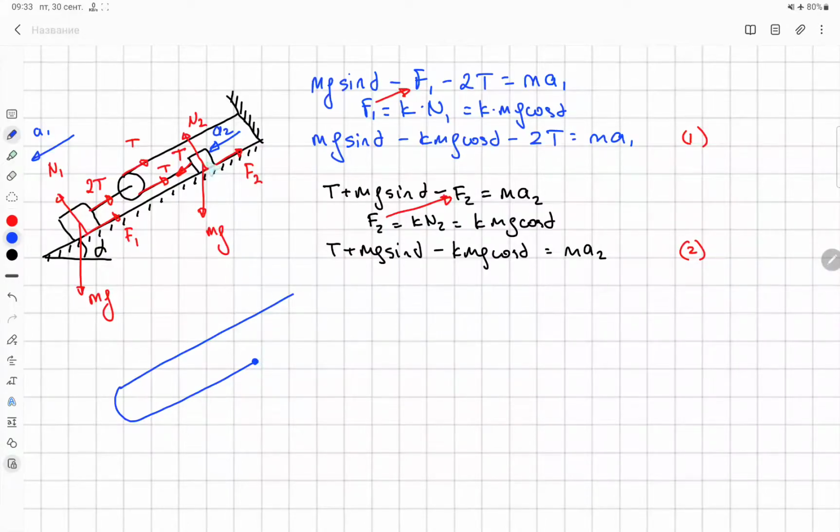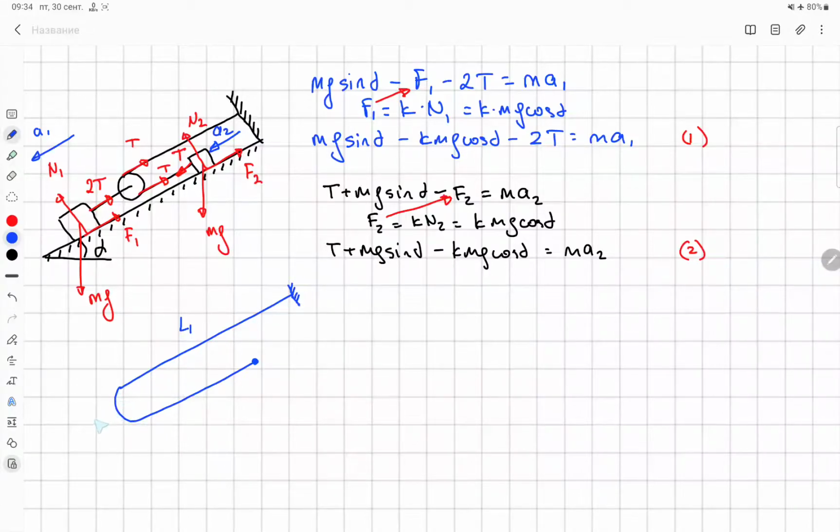This point is this point. This is the end of the rope where this object is attached. I will not draw this object again. This part of the rope is fixed. It's not moving. So this length, let me call it L1, upper part.